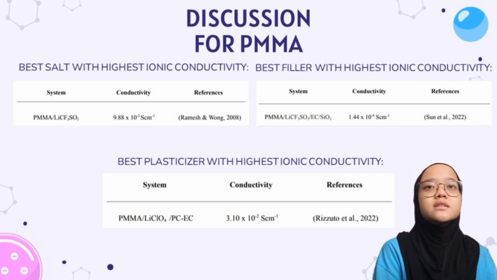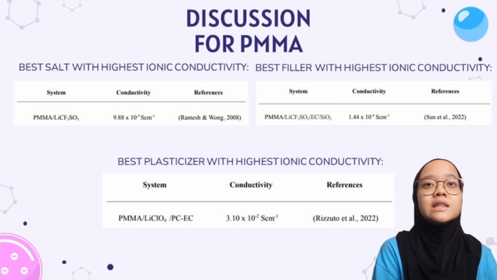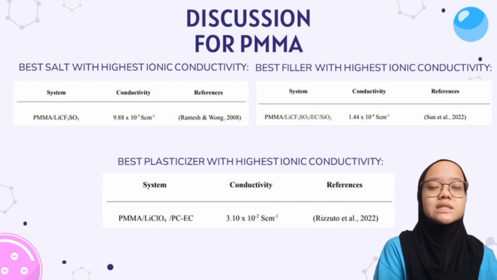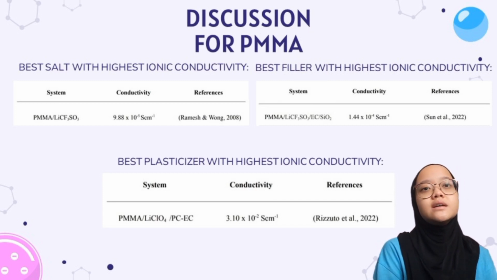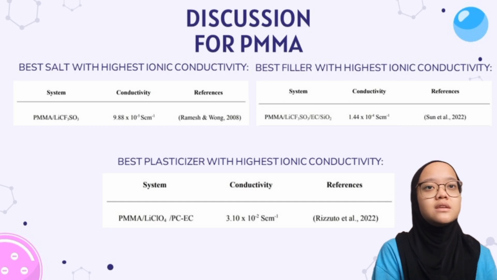Other than that, the highest ionic conductivity for the PMMA-based composite polymer electrolyte is 1.44 times 10 to the power of -4 S/cm, where the size of silicon dioxide is 10 times 10 to the power of -6 m. Thus, it can be said that in the polymer electrolyte system, reducing the filler size leads to smaller particle size, which can increase ionic conductivity, resulting from reducing the porosity structure of polymer electrolytes and encouraging lithium ion mobility.